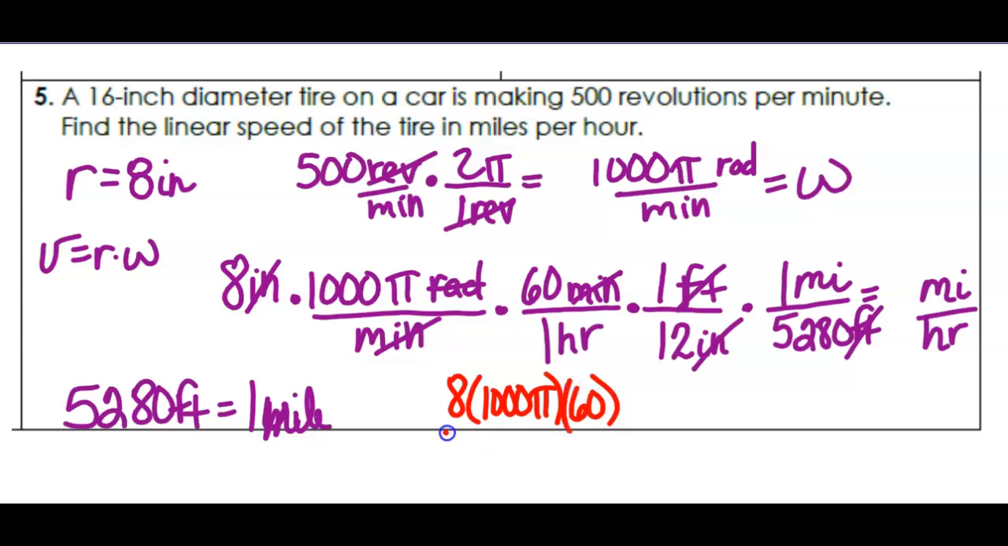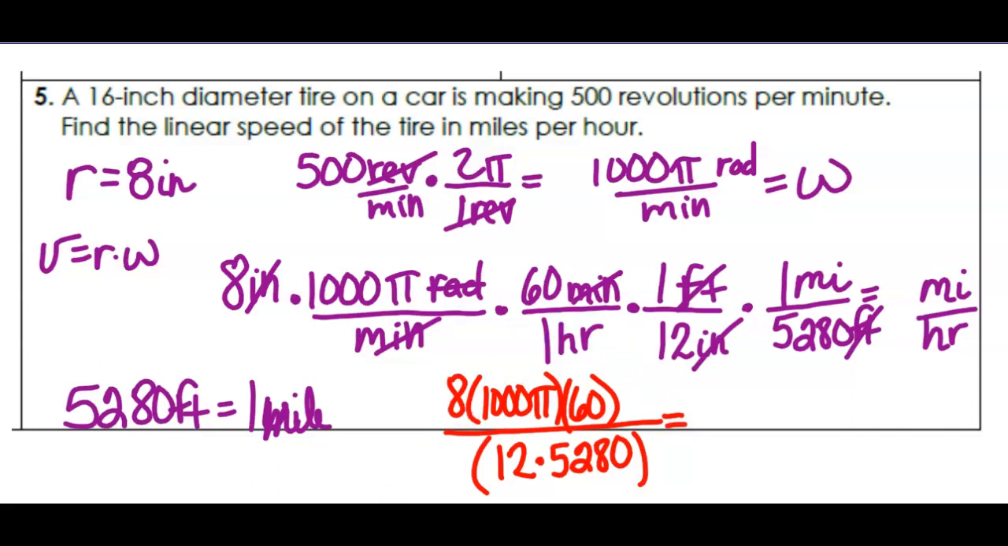But I have to be careful because in the denominator, I have both a 12 and a 5280. So I need to make sure both of those end up being divided. Okay, there's several ways you could type it. You could type 8 times 1,000 pi times 60 and then say divided by 12. And then after that, divided by 5280. Or you can put both of these in the denominator. You just have to be careful that you don't end up putting the 5280 in the numerator by multiplying it wrong.